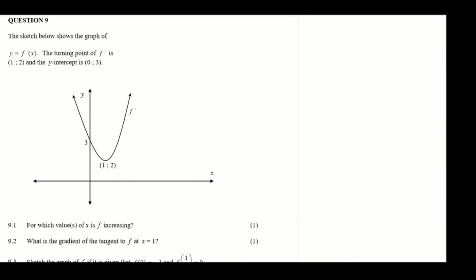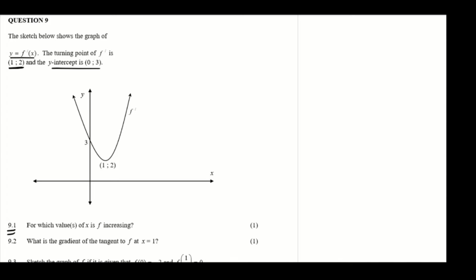Question 9. The sketch below shows the graph of y equals f prime of x. The derivative of a cubic function gives you a parabola. The turning point of f prime is (1, 2), and the y-intercept is (0, 3). So we are given the diagram below.